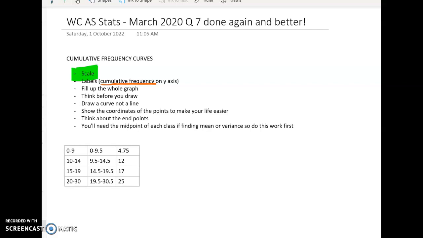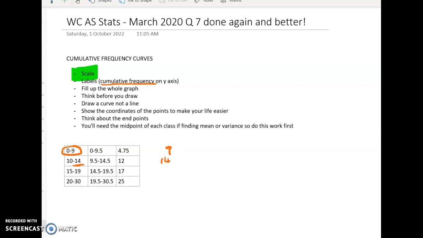I reckon it's worth showing the end points to make your life easier. So to do that, we want to do a little bit of work with the raw data before we get drawing. And especially we want to think about those endpoints because it looks here like the fish are between 0 and 9, right? So if you just look at this without doing some work before you draw, your endpoint is going to be at 9, but that would be wrong, right? And then the endpoint in the next one you might draw at 14.